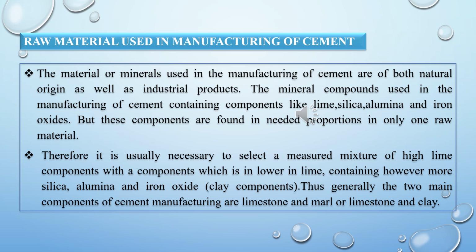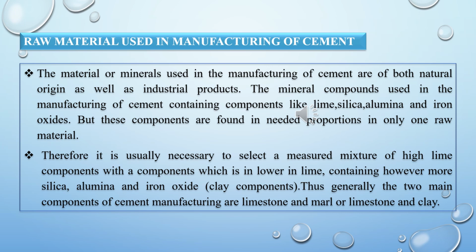What it means, what he discussed in this point, he discussed there are two types of raw material. One is natural and other is industrial. And then he discussed that the mineral compounds which are used in the manufacturing of cement contain the components like lime, silica, alumina, and iron oxide. And he also discussed that these components are very necessary in the needed proportions in the raw material.